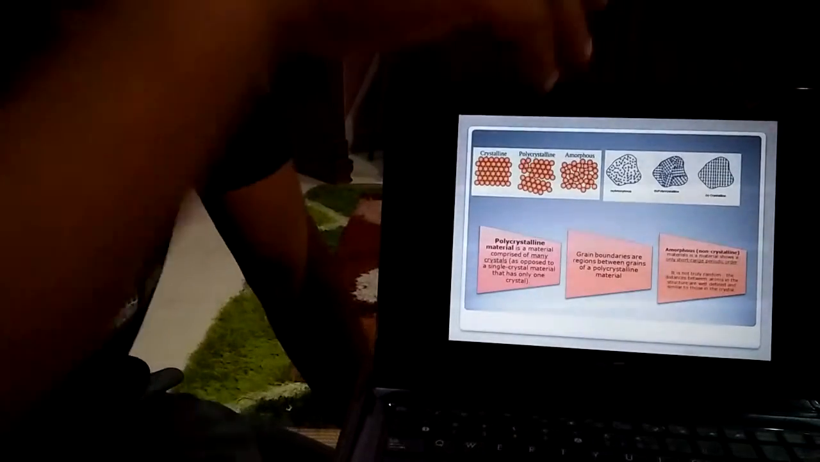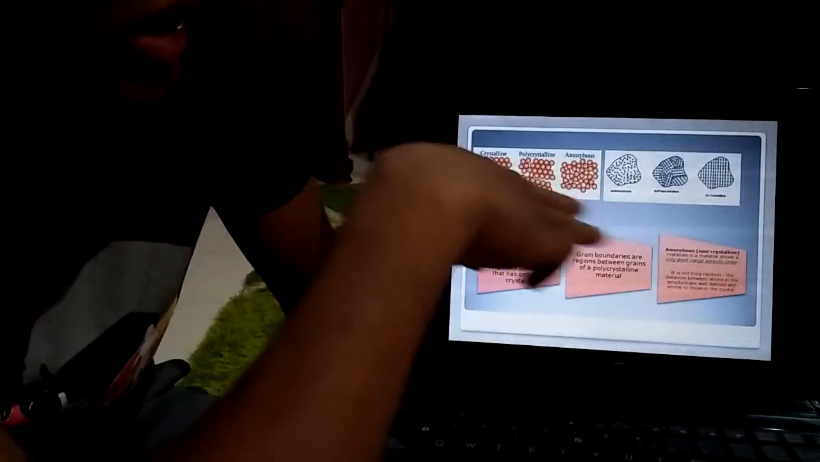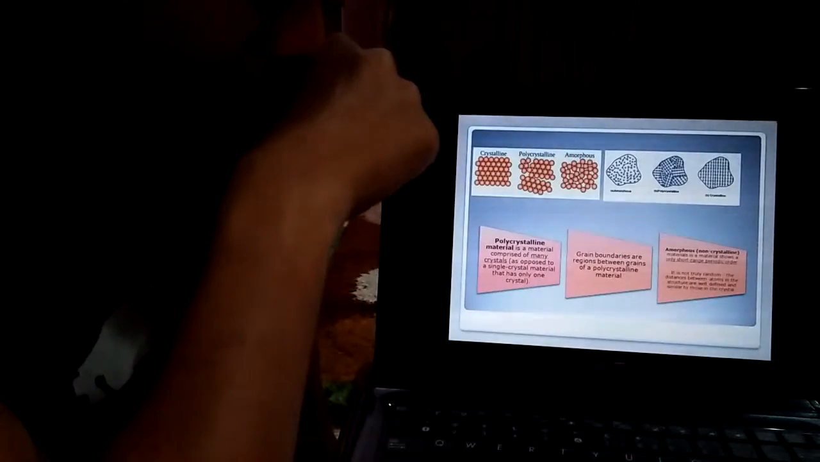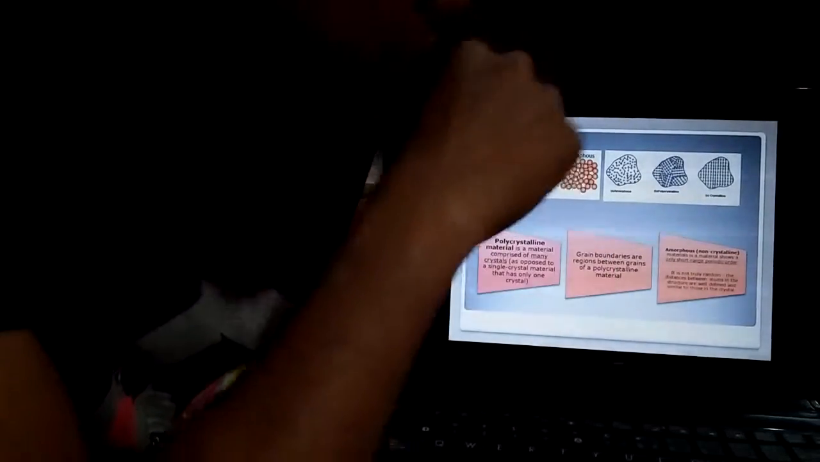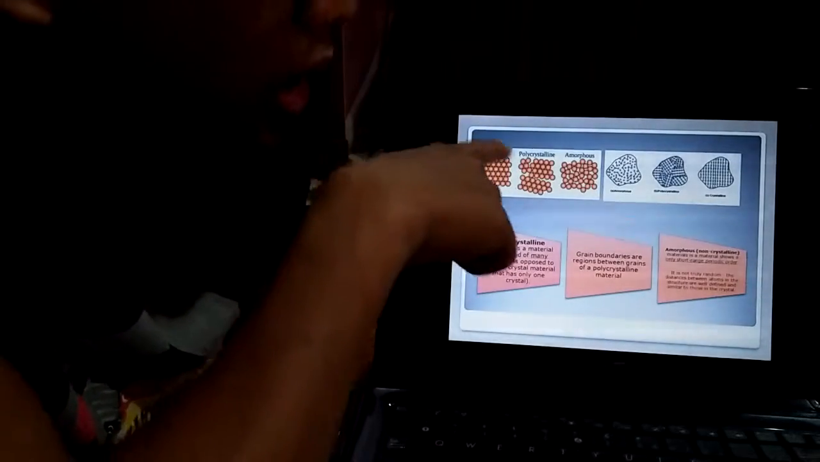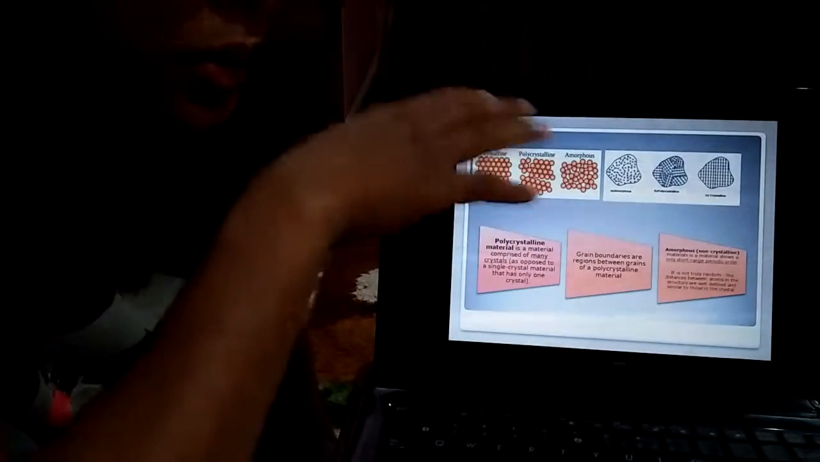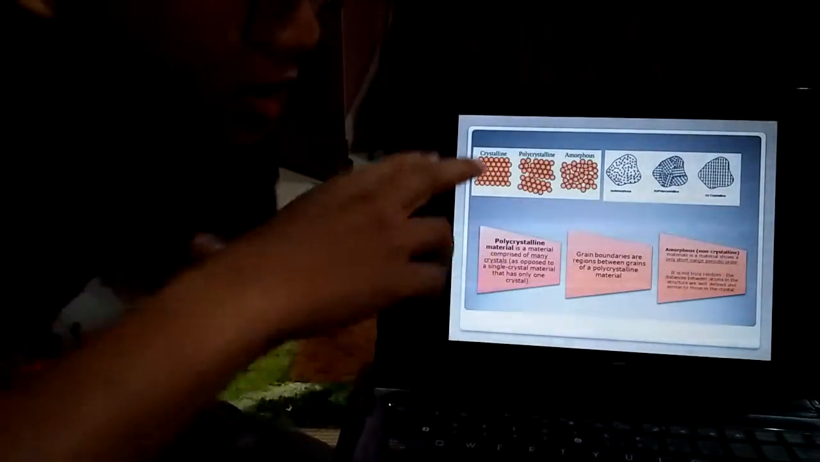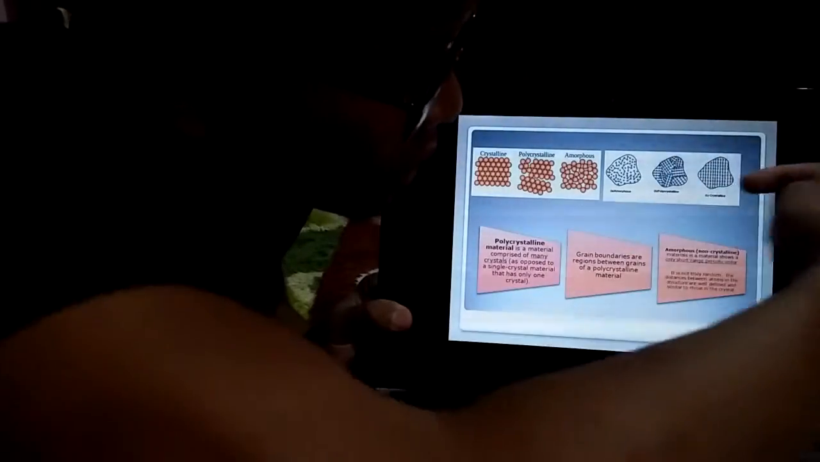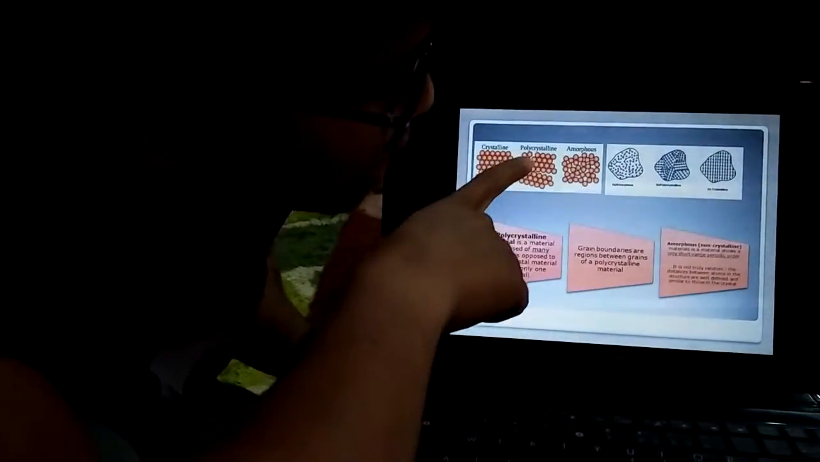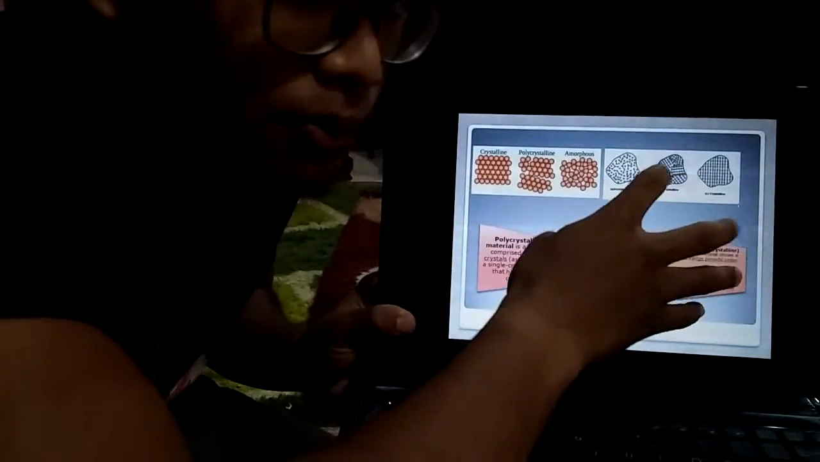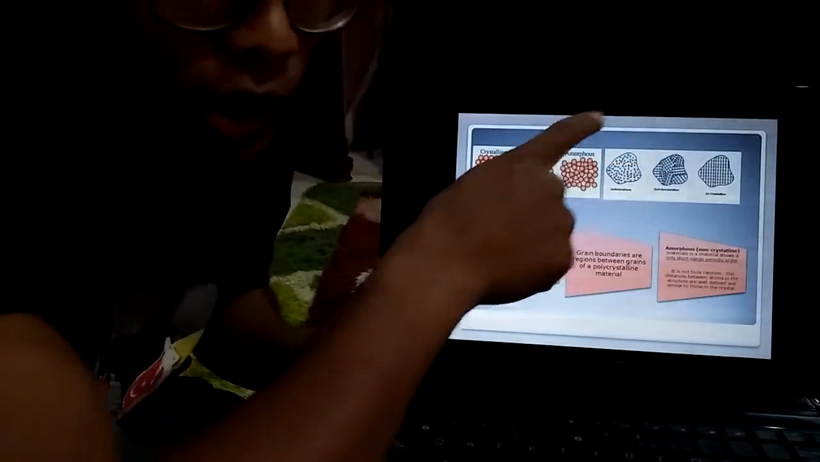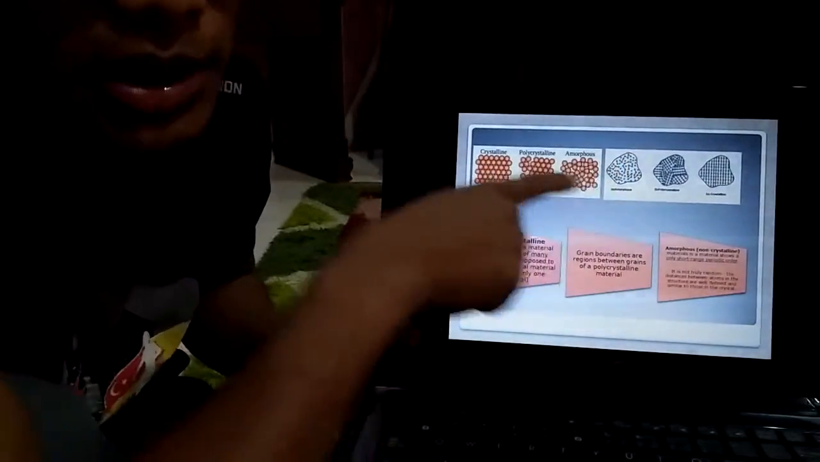Okay, as you can see, there are three types of structures here: the crystalline, polycrystalline, and amorphous. So in crystalline, there is what we call the same structure all the way from the top to the bottom, while polycrystalline has the same structure but only in certain parts of the crystal. Amorphous, however, is not the same at all, but it still has patterns in it.